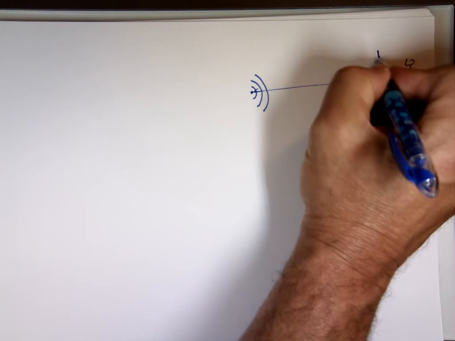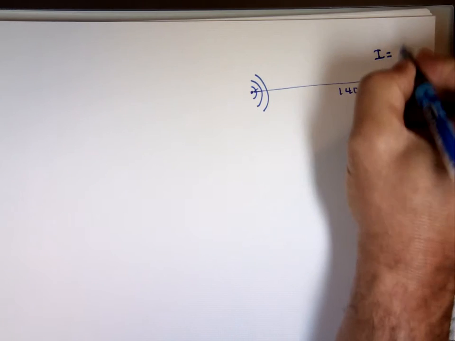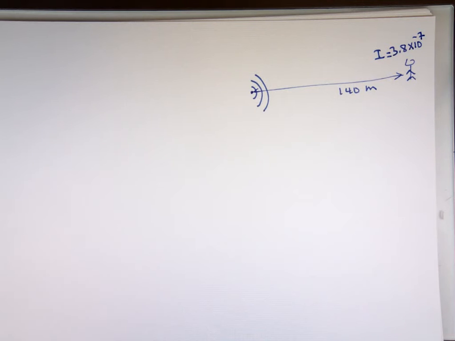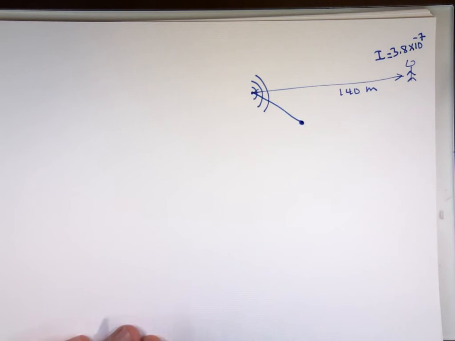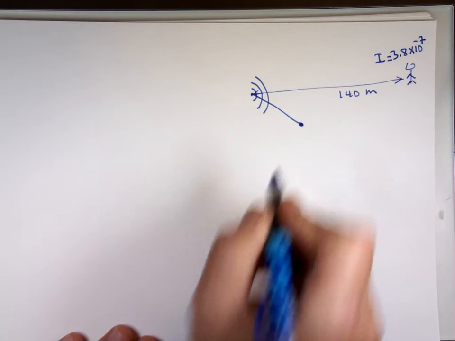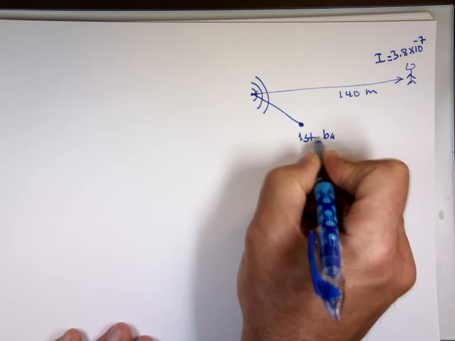You, the fan, hear the intensity of the sound to be 3.8 times 10 to the negative 7 watts per meter squared. And the same type of question: what is the intensity heard by the first baseman? We'll do the first baseman, at first base.